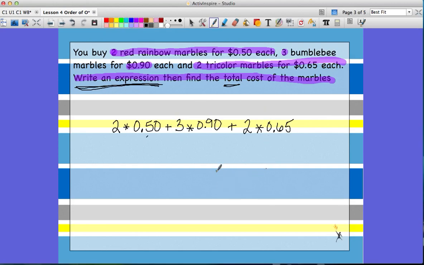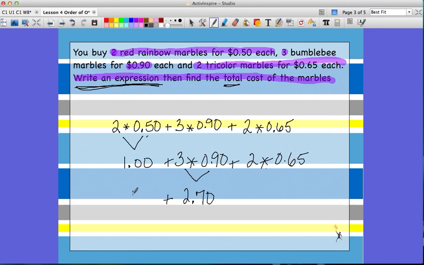Okay, the order of operations then tells us that we have to do 2 times 50 cents, which I know gives me $1. Bring down everything I haven't used. Now this is what I was trying to explain before. I can't do $1 plus 3 yet because I still have to finish all the multiplication. The next multiplication is 3 times 90 cents. 3 times 90 cents is going to be $2.70. Bring down the addition sign because I haven't used that yet.